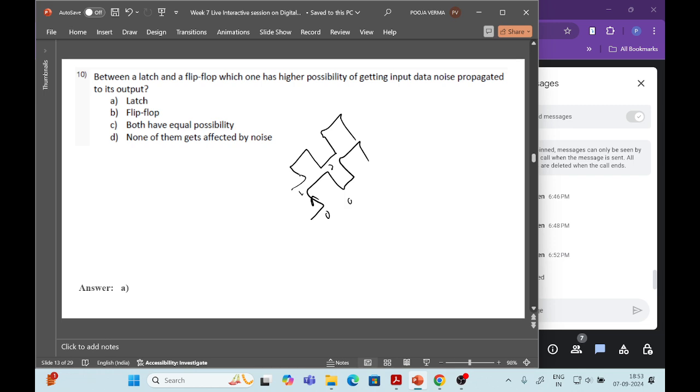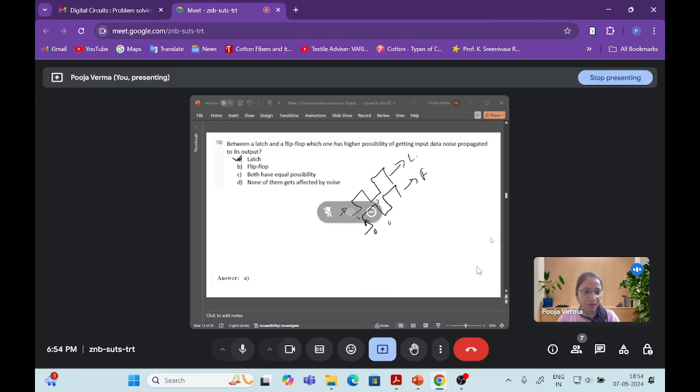So in that case latches have a higher possibility of getting input data noise propagated to the output, because latches are level triggered and flip-flops are edge triggered. Edge triggered means the output will change at the edge, either when it changes 0 to 1 or 1 to 0, but in latches the output will change as soon as the input changes. So that's why latches have a higher possibility of noise propagating to the output, and option A is the correct answer. Okay, great. Thank you for your answer.